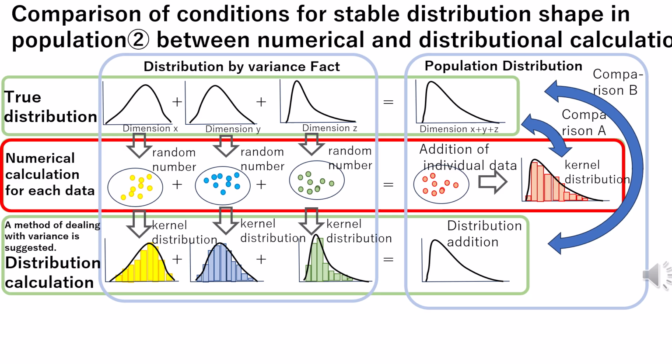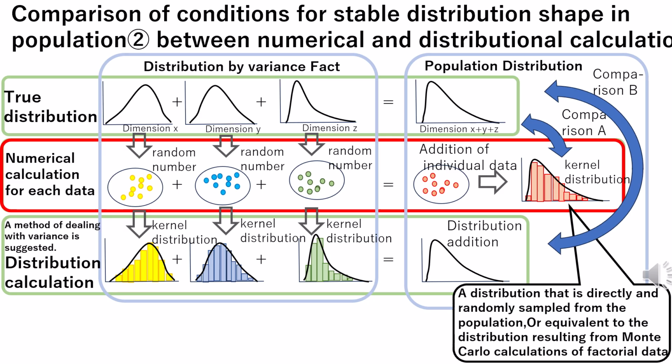This is done by generating probabilistically varied values according to the distribution of the 3 sources of variance, and computing the distribution of the calculation results. This is the well-known Monte Carlo method. This is equivalent to creating a distribution from data randomly sampled directly from the post-assembly product population.